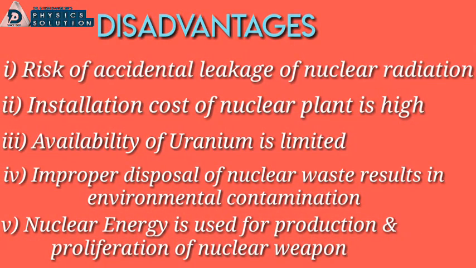Now disadvantages. There is a risk of accidental leakage of nuclear radiation. The cost of installation of a nuclear power plant is very high. The availability of uranium is limited. Improper nuclear waste storage and disposal results in environmental pollution. Nuclear energy is used for production and proliferation of nuclear weapons.